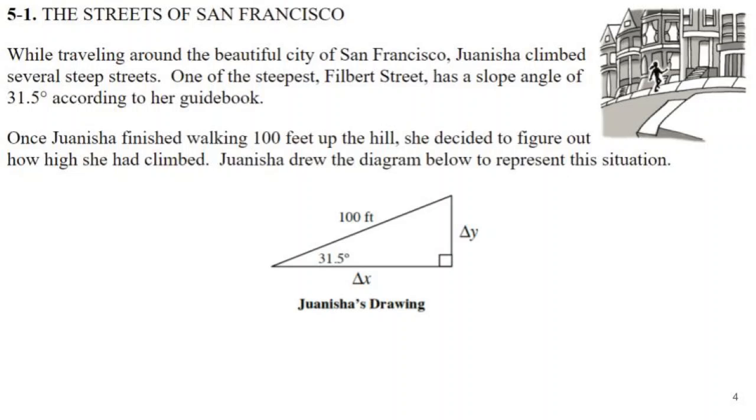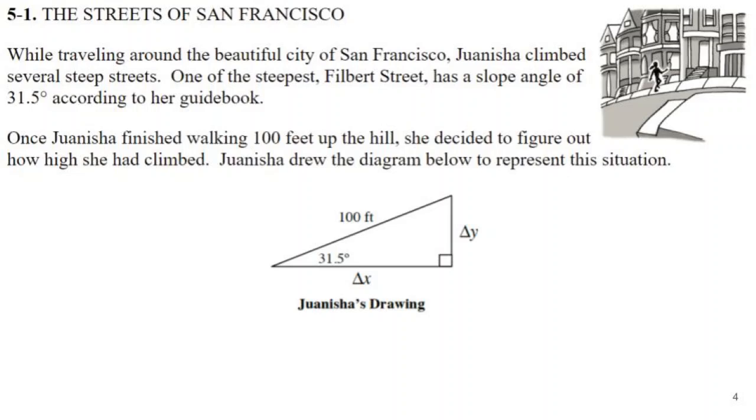We start Chapter 5 with The Streets of San Francisco, Section 5.1. While traveling around the beautiful city of San Francisco, Juanisha was climbing one of their steep streets, one that has a slope angle of 31.5 degrees, according to her guidebook. She started walking 100 feet along the surface of the street, so measuring on the street, which you could measure with a Fitbit or something. She wanted to know her change in altitude, how high she was up in the air versus where she started. So she drew this diagram down here.